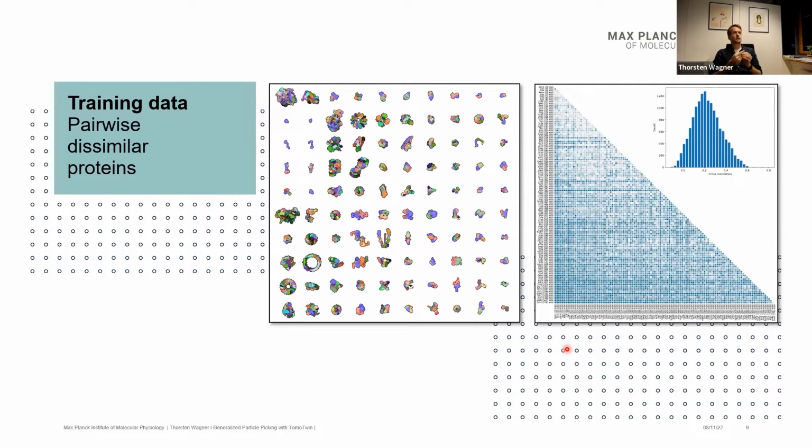Then, to measure the generalization, we created a separate tomogram that contains proteins that are not in the training set, because what we actually want to know is how it applies to new proteins. We don't want to pick those proteins that we trained on. All right, having those proteins, we start simulating the tomogram.